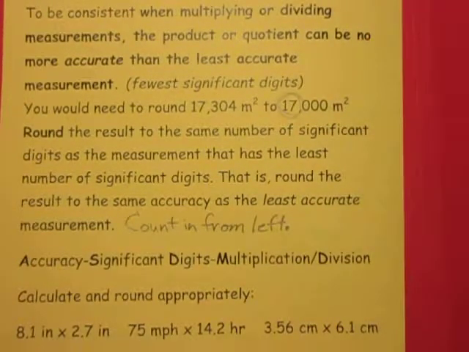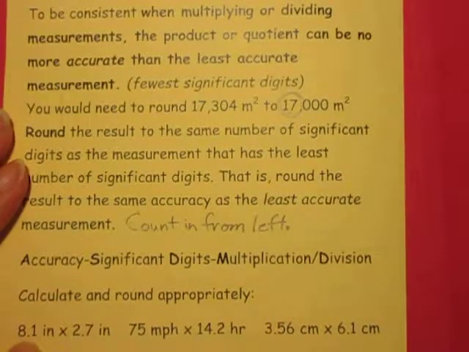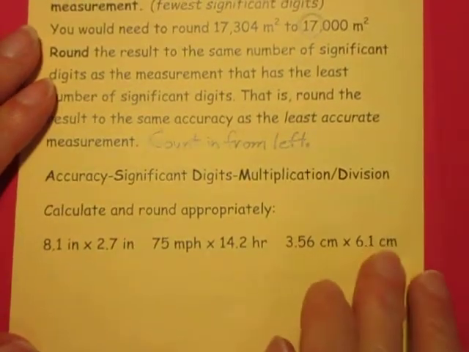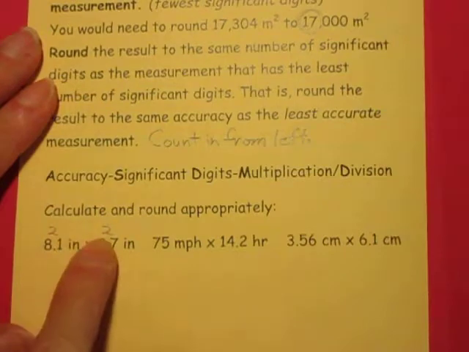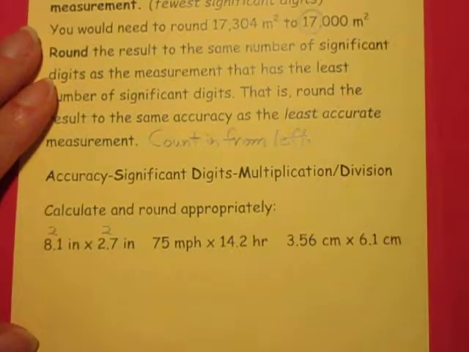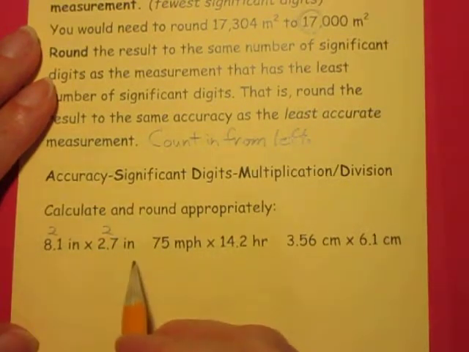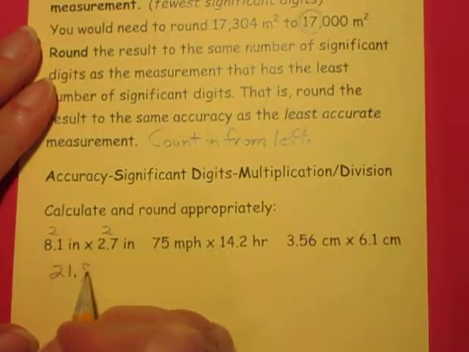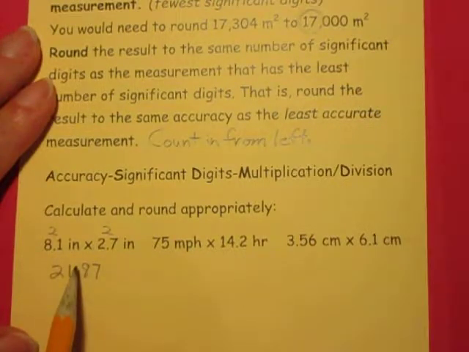Okay, our first problem here, we've got 8.1, or 8 1/10 inch times 2 7/10 inch. Basically what I'm going to encourage you to do is write the number of significant digits above each one. In each case, both of these are 2 significant digits, so we know our final answer can have no more than 2 significant digits. If you've written that there, that's going to help you stay on track. Then you can go to your calculator and just punch that in, and you should get 21.87.